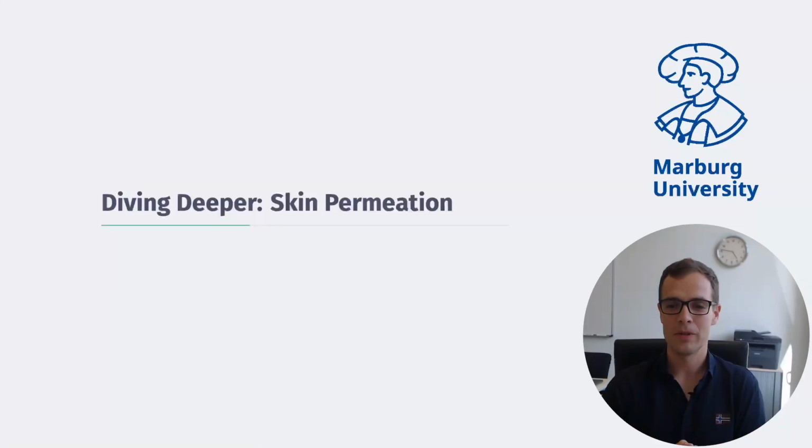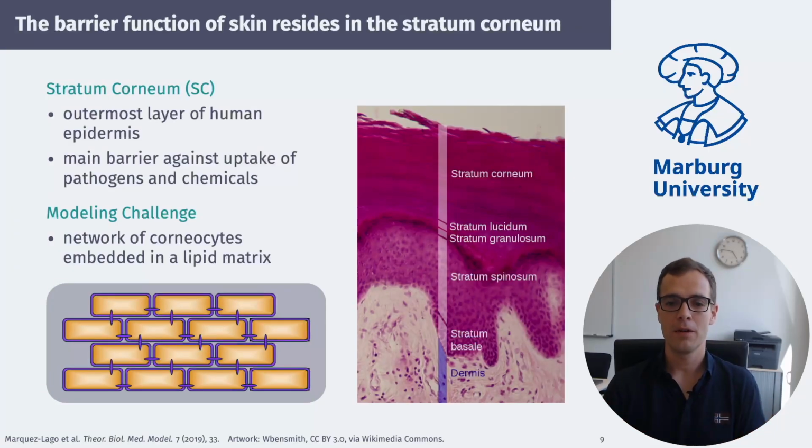Okay, so let's go deeper. Let's look at skin permeation. Before we start, here's what skin looks like. On the right-hand side, you see a microscopic image which has micrometer length scales of the human skin, and you see that it is divided into various layers. And for our purposes, the most interesting one is the topmost layer, known as stratum corneum. This is where we know that the barrier function of the skin resides. So if we want to understand whether a molecule goes through the skin or not, we have to focus on this layer.